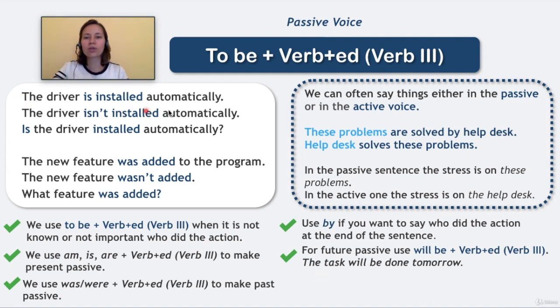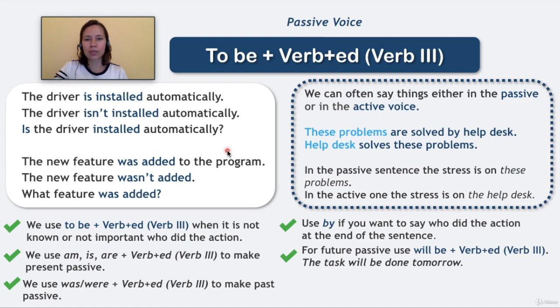The driver is installed automatically. This is present simple because you see the verb is here, right? You see is, and that's why you know that this is present simple. The driver isn't installed automatically. Again, you see isn't, which means that this is present simple negative form. And you can also form a question. Is the driver installed automatically? This is a question, and we start with is, present simple, and then installed automatically.